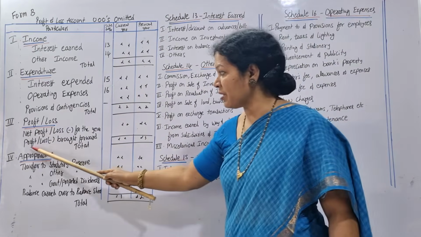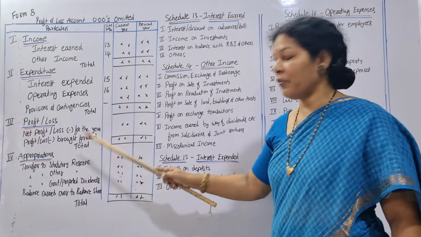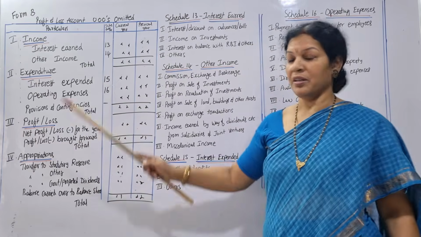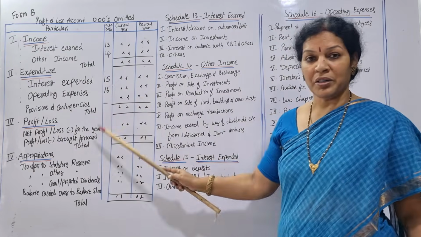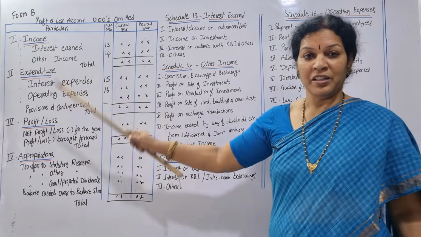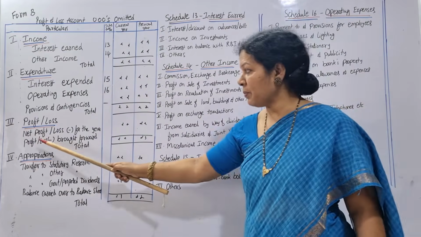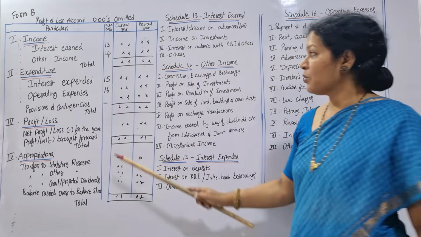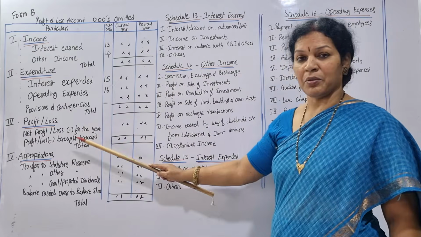Here another one is there, profit or loss brought forward. Brought forward is given in the problem itself. So the first one is what we got from income minus expenditure, and the second one, profit or loss brought forward, is given in the problem. Okay. So with this, profit and loss account is over.